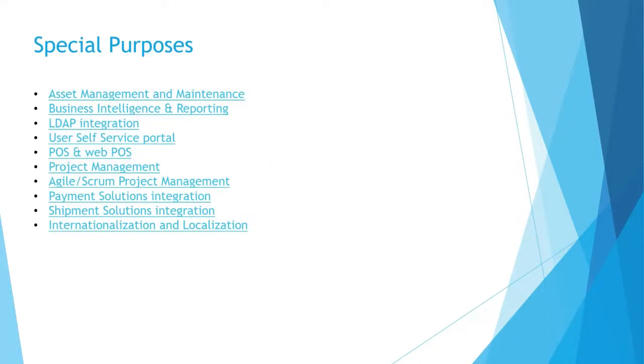So this is the part on special purposes in features and functions of Apache OFBiz. First, asset management and maintenance, business intelligence and reporting, LDAP integration, user self-service portal, POS and web POS, project management, agile scrum management, payment solution integration, shipment solution integration, and lastly, internationalization and localization.